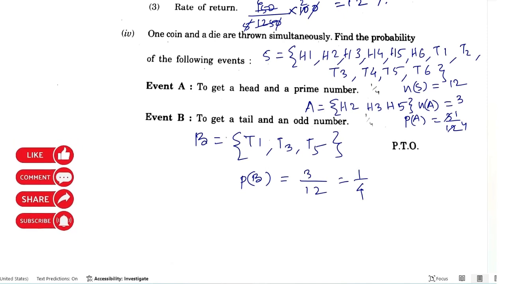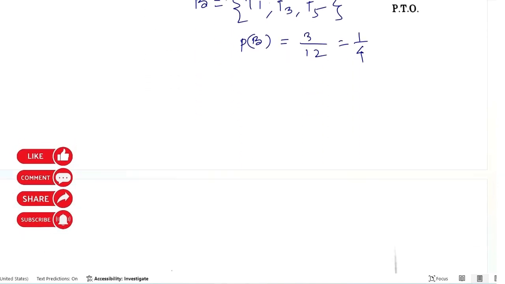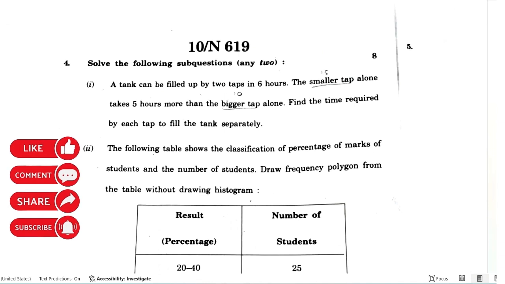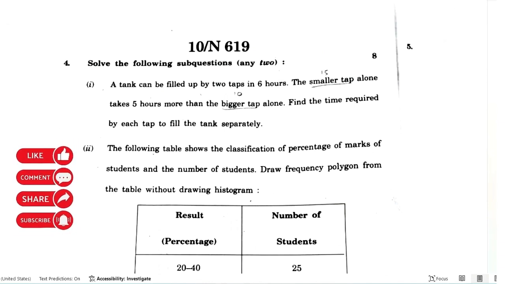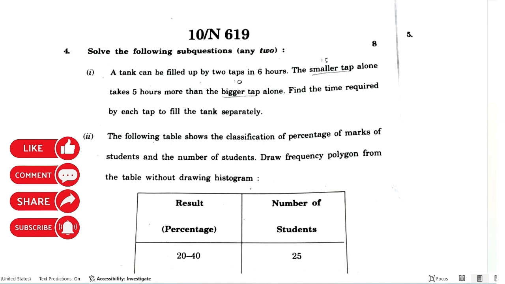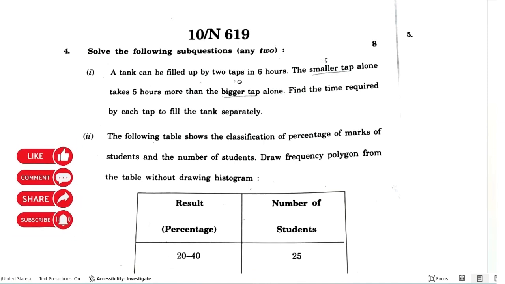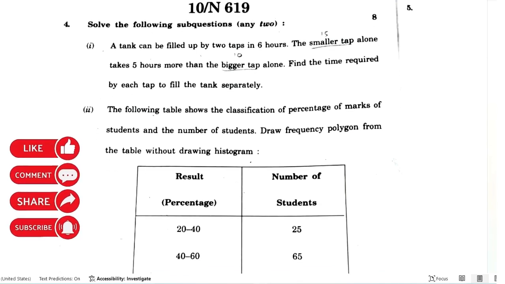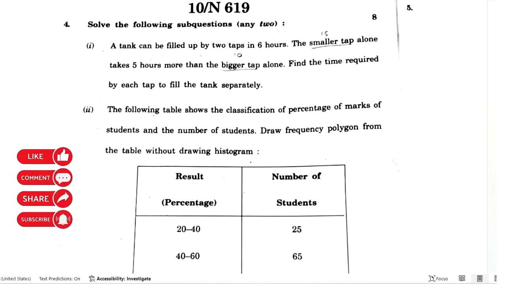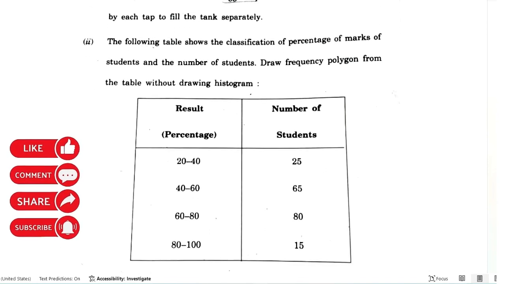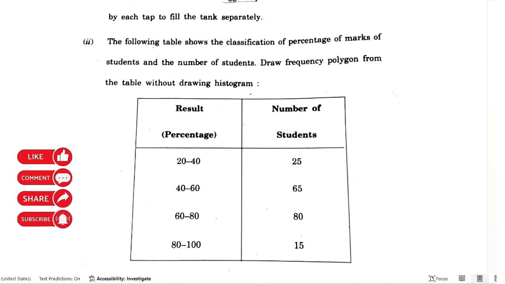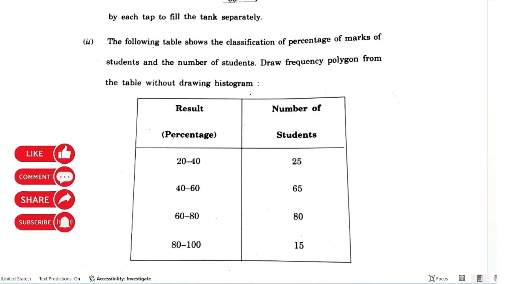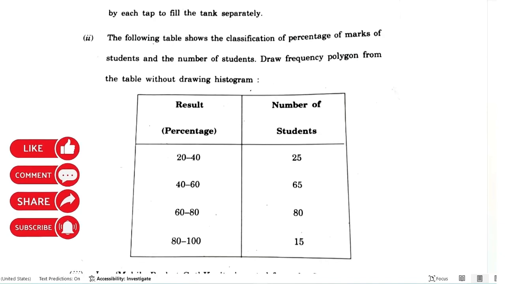Now, the question number 4, which is a long calculation type. Here they have given a tank can be filled by 2 taps in 6 hours. So I will try to upload a separate video for these questions because it requires several steps and lots of calculation. And the second question is again based on statistics, and here they have asked to draw the frequency polygon without drawing the histogram. So you don't have to draw the histogram, just take the middle point and simply plot it.